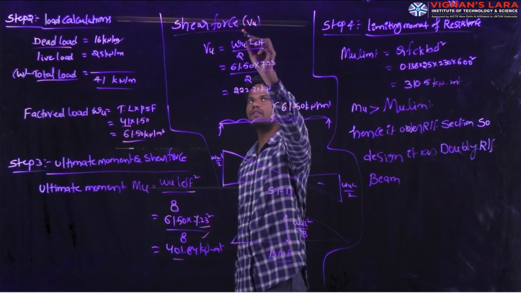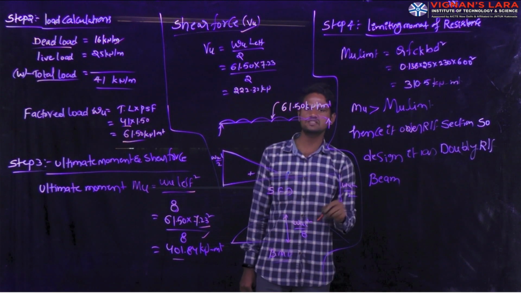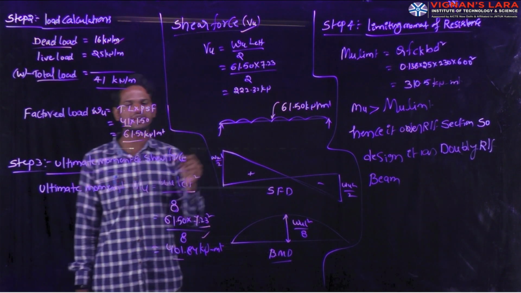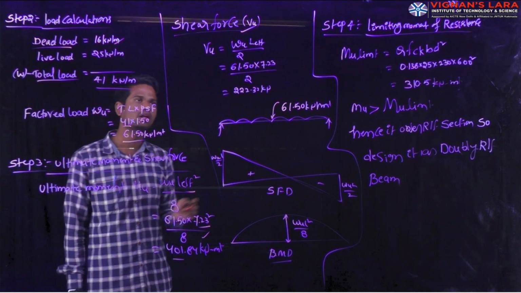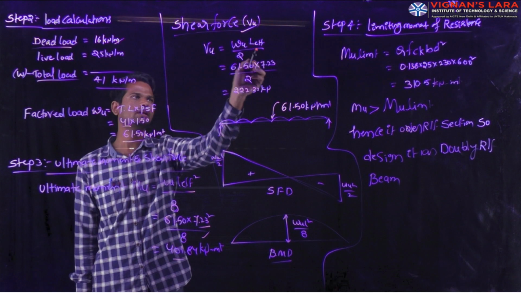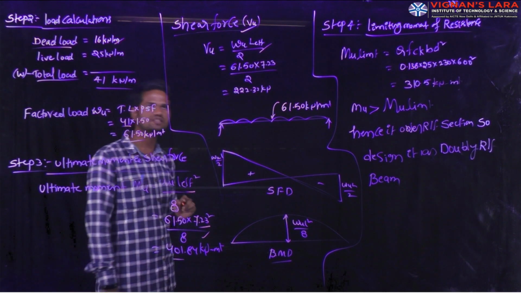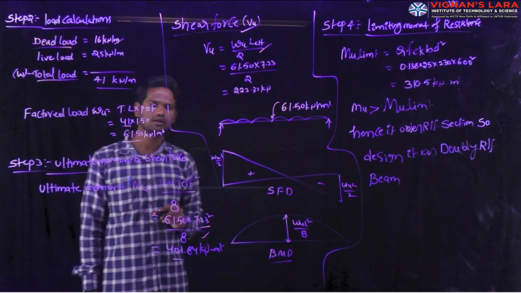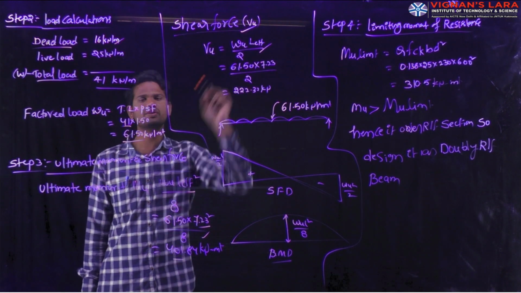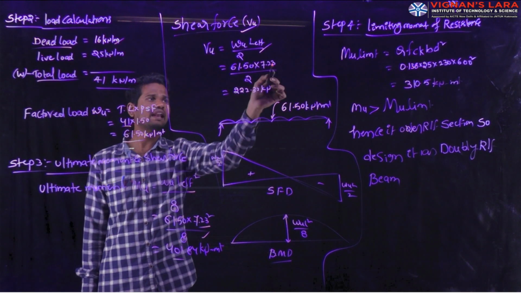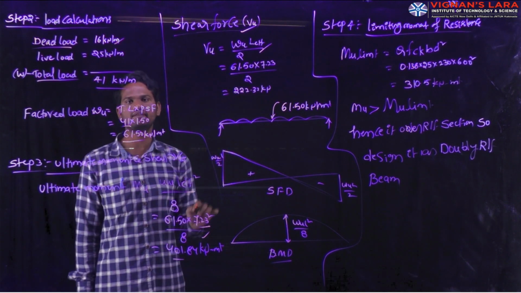Next we have the ultimate shear force acting on the beam. How much shear force is acting on the beam due to the application of the load, that also we have to calculate. That shear force Vu equals Wu into L effective divided by 2, where Wu is again the factored load or design ultimate load, and L effective is the effective span of the beam.